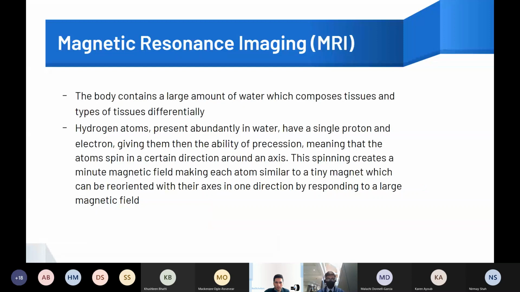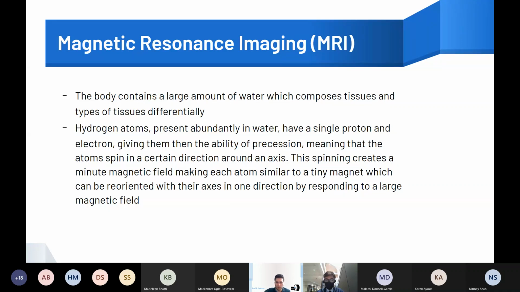So essentially how MRI works is that it plays off the fact that your body has a large amount of water, and different tissues in your body have different amounts of water. So it composes tissues and types of tissues differentially. And what's in the water? Hydrogen atoms. What hydrogen atoms do is they have the ability of what's called precession. Precession is when the proton of that atom spins along an axis, like the Earth does. And you don't need to necessarily understand why that happens. It's just a process or an ability that hydrogen atoms have, that they spin along an axis.